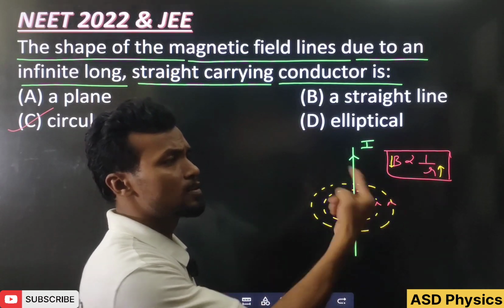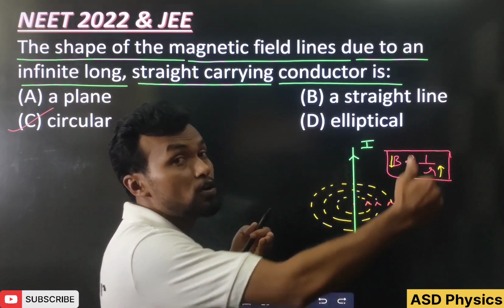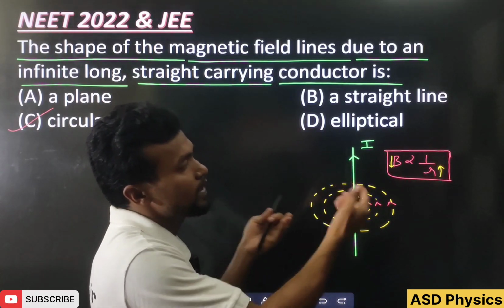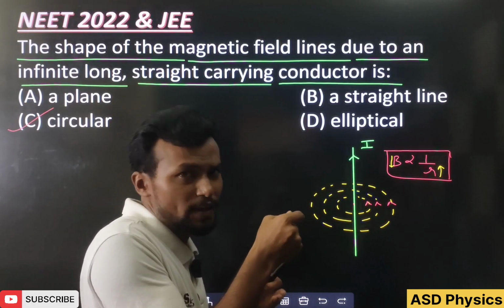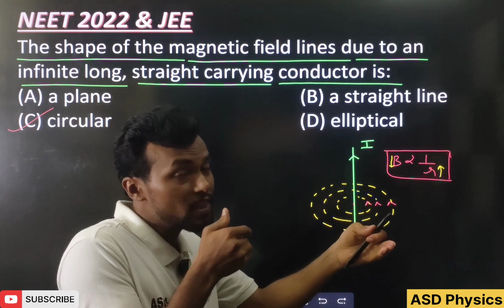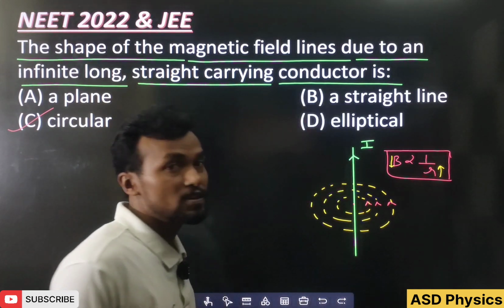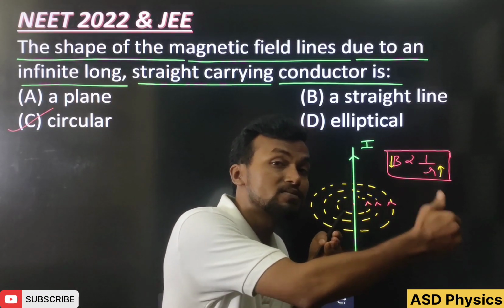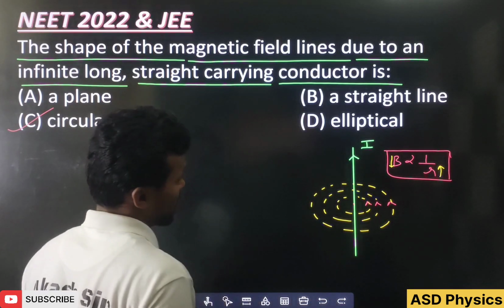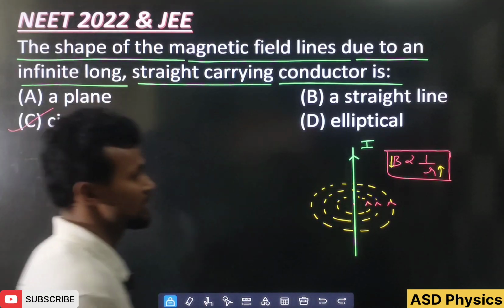That means concentric circles are there, but the distance between these circles will keep on increasing. Why? Because the magnetic field will keep on decreasing. If circles are very close, the magnetic field is stronger. If the circle is far, the magnetic field is weaker. So as we are going away, the magnetic field keeps decreasing. That means when we are going away from the wire, the distance between the circles will keep on increasing. Remember that here. Okay, great. Can you see here?